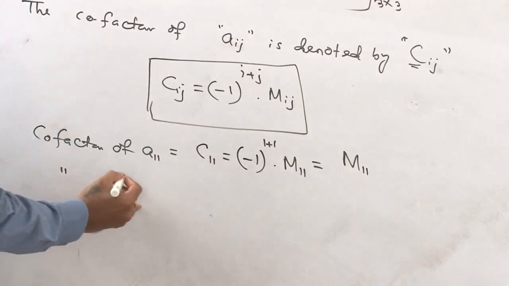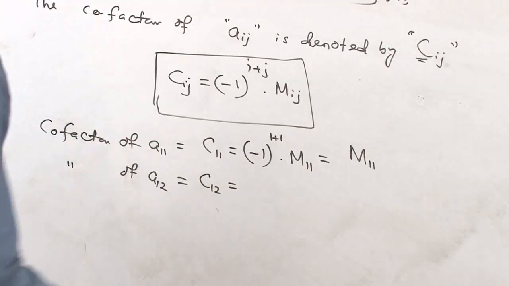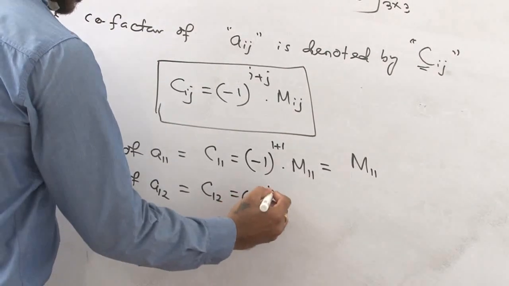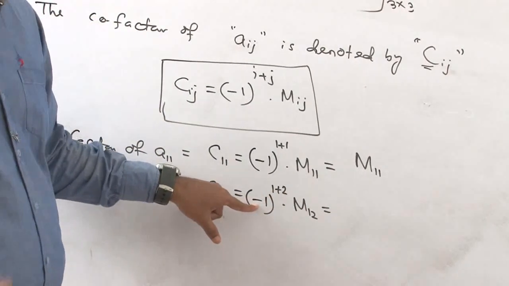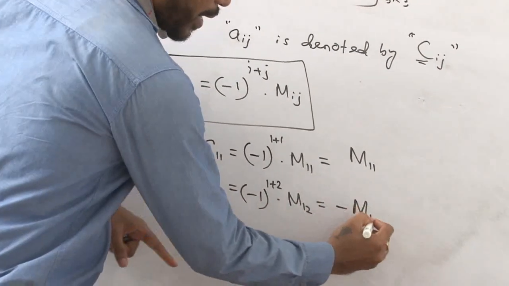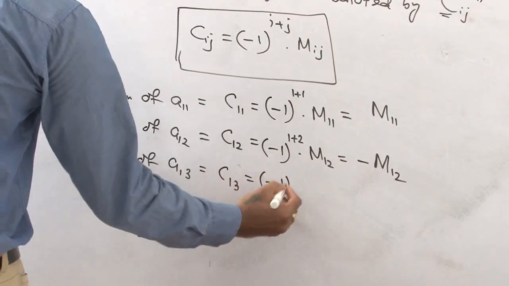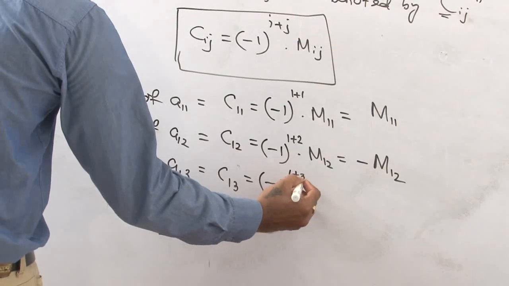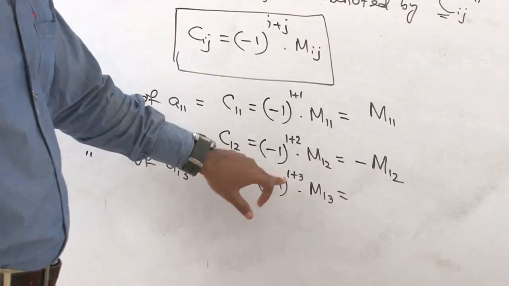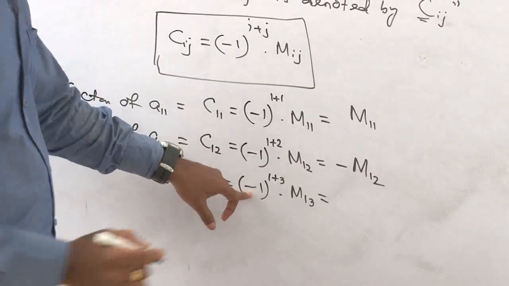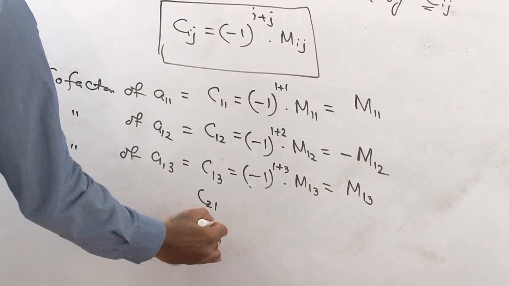Similarly, cofactor of A12, we can write as C12. If we put this in the formula, then we get minus 1 to the power 1 plus 2 into M12. Minus 1 to the power 3 means we get negative. So minus of M12. Similarly, C13 is equal to minus 1 to the power 1 plus 3 into M13. Because the power is an even number, we get positive, so we finally get M13. In this way, we proceed with C21, C22, and so on.